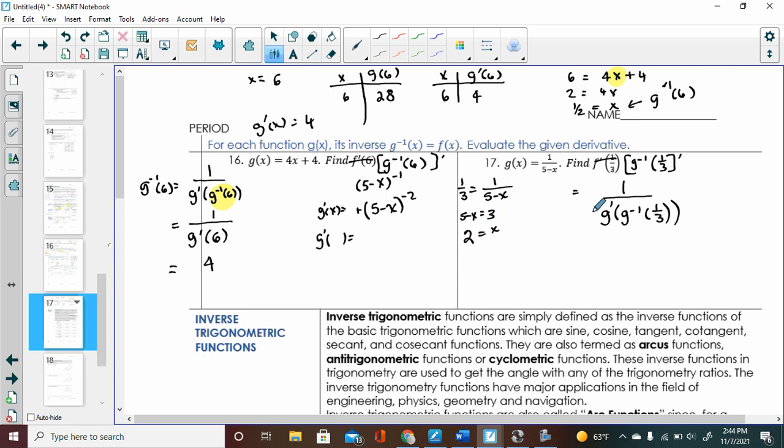5 minus 2 is 3. All right, so this equals 2. And I'm going to look for g prime of 2. All right, so I'm going to plug this number in, and I have 1 over 5 minus 2, and that's squared. That's 1 over 9.